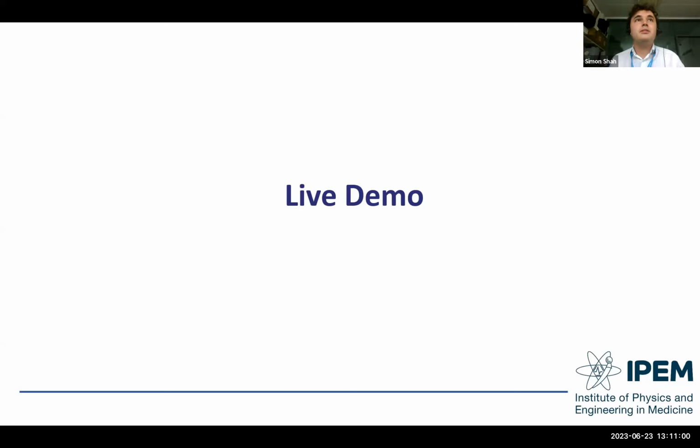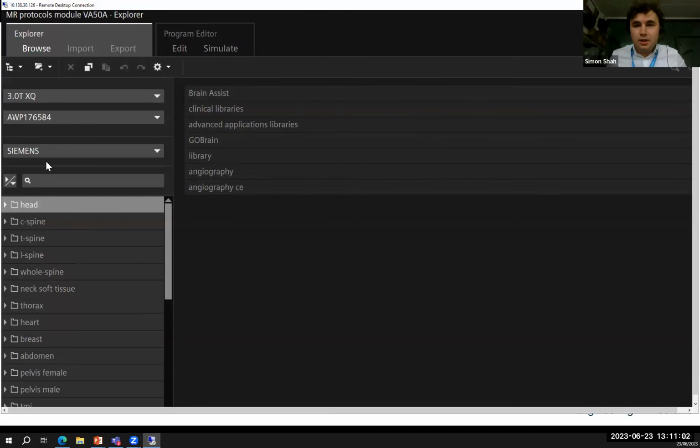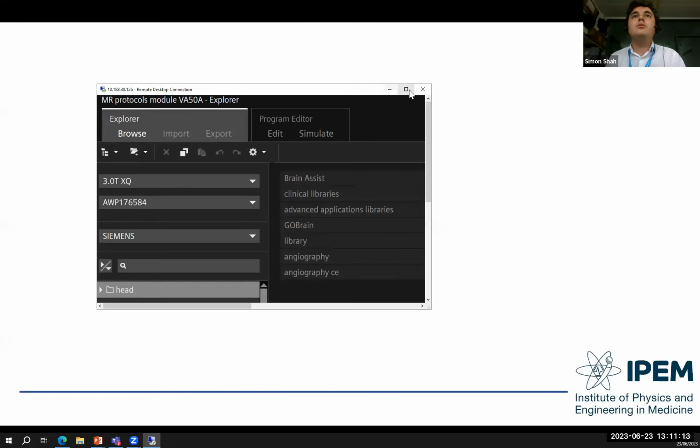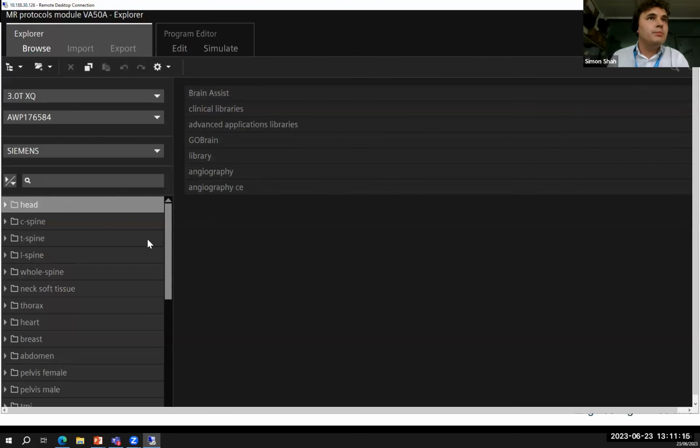Right, here we go. So, hopefully you can see my screen. So this is the Siemens interface of the scanner, and we are able to, why is it not going to full screen mode? Oh, well, we'll leave it. This is the Siemens interface. So let's look at where some of these acceleration techniques are in the scanner and what we can do.